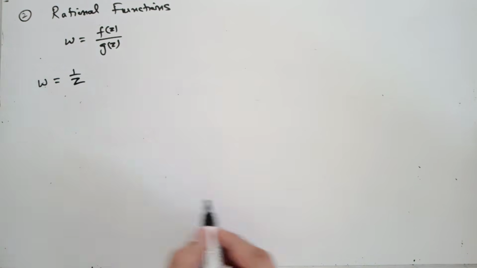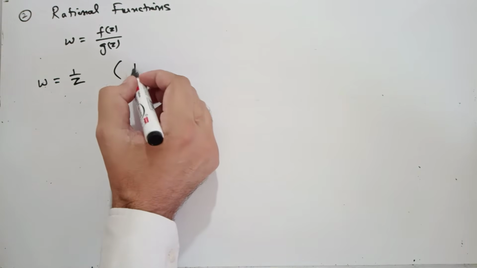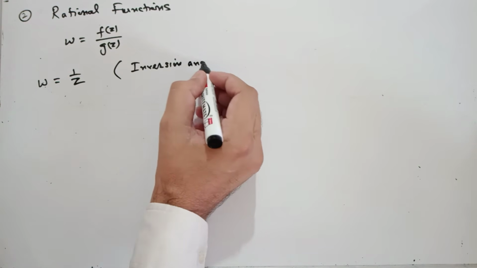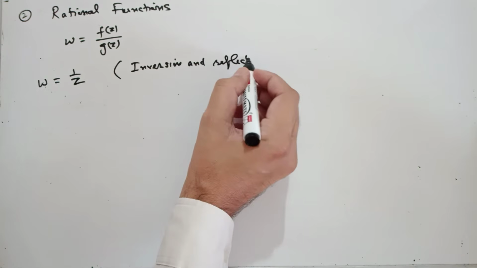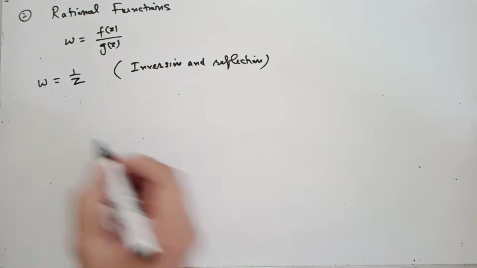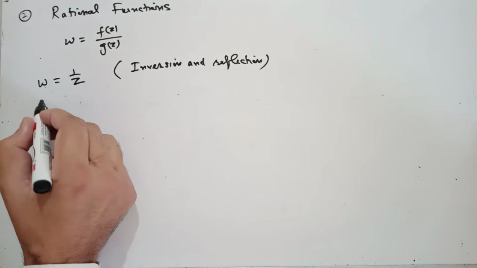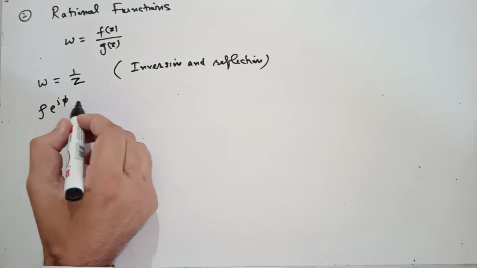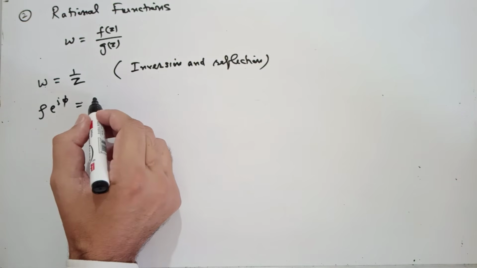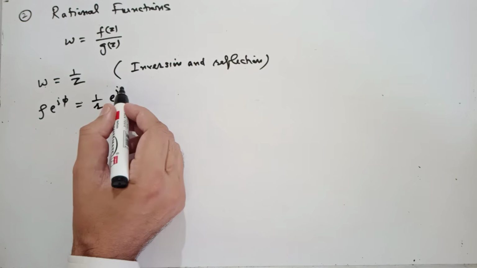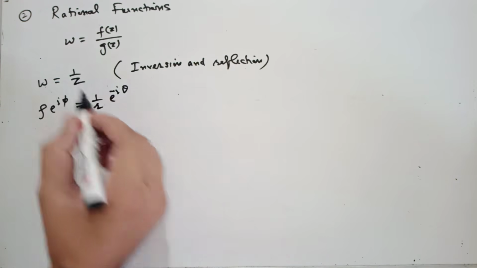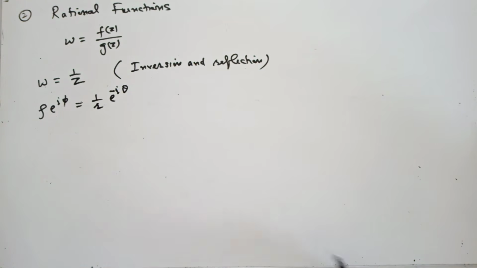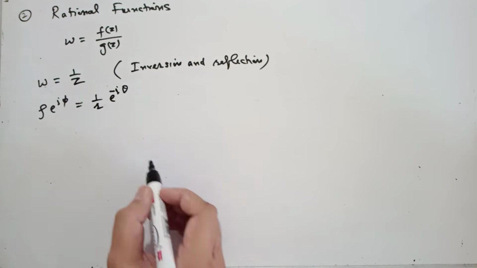w equal to 1 over z. This mapping is called inversion and reflection mapping. Why? Let's see it in polar form first. Rho e power iota phi, choose for w, and 1 over z means 1 over r e power minus iota theta, as I have taken z equal to r e power iota theta. So see what has happened to r, theta.